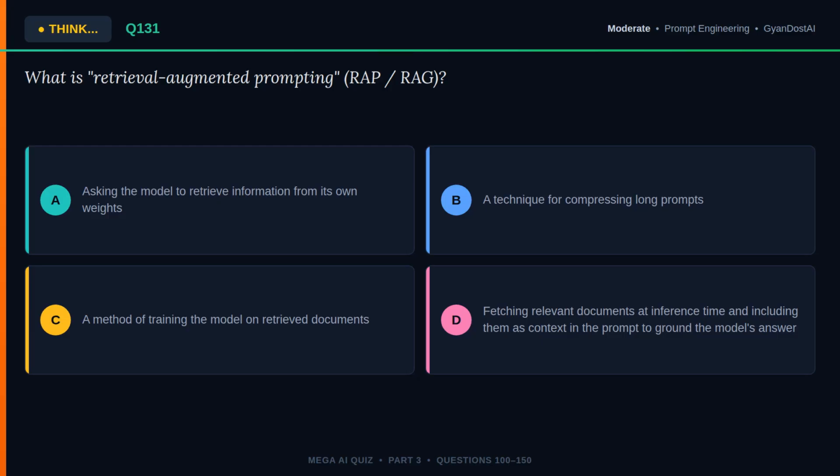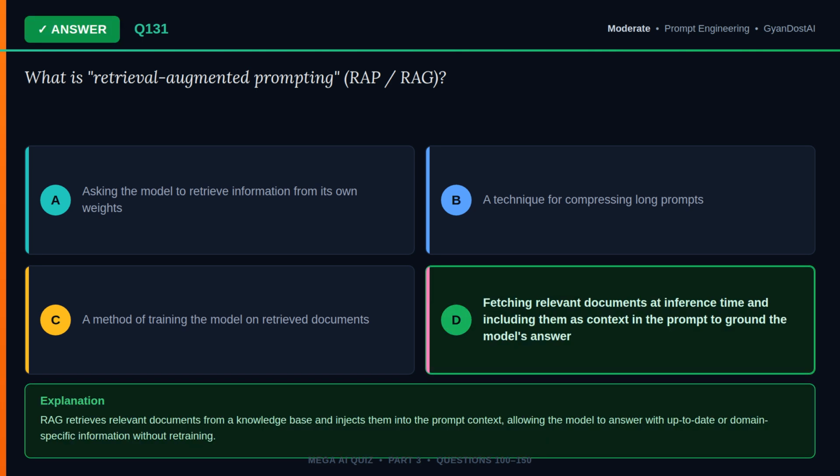Question 131. What is retrieval augmented prompting, RAP/RAG? Option A. Asking the model to retrieve information from its own weights. Option B. A technique for compressing long prompts. Option C. A method of training the model on retrieved documents. Option D. Fetching relevant documents at inference time and including them as context in the prompt to ground the model's answer. The correct answer is D.